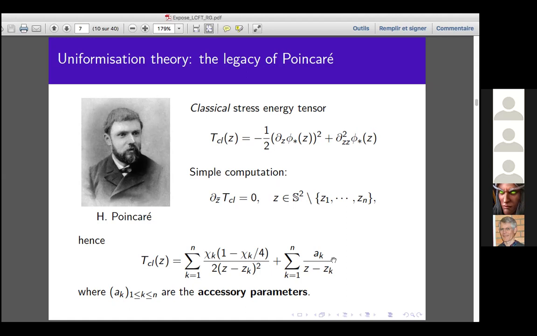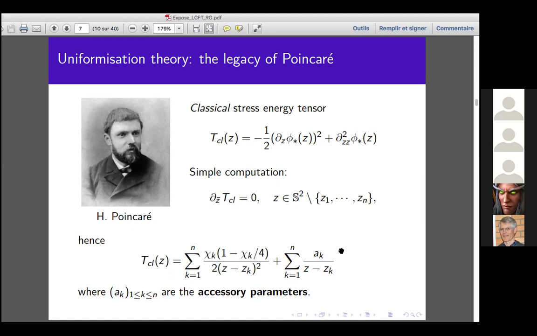This is what you get when you look at what happens when z goes to z_k. It has a singularity of order 2, and it's also going to have some kind of a_k over the singularity of order 1 when z approaches z_k. Okay, and these a_k are called accessory parameters.